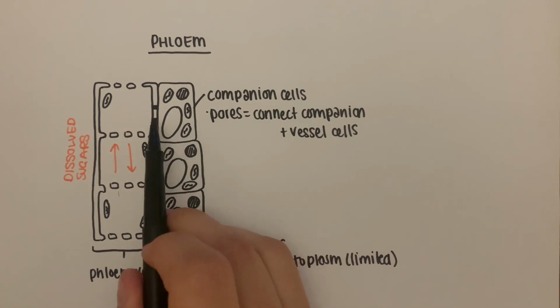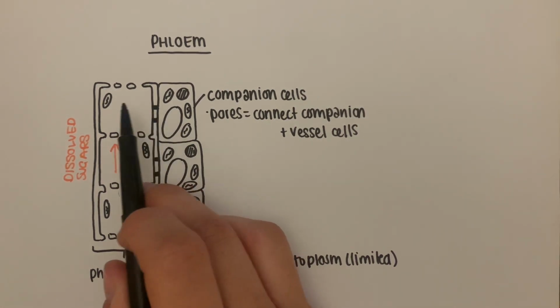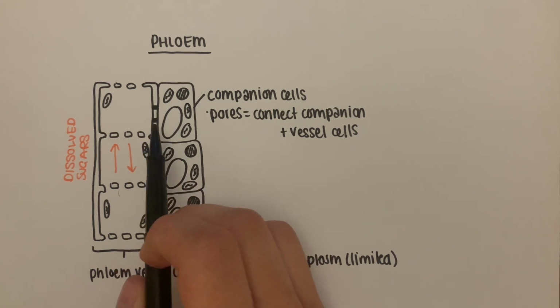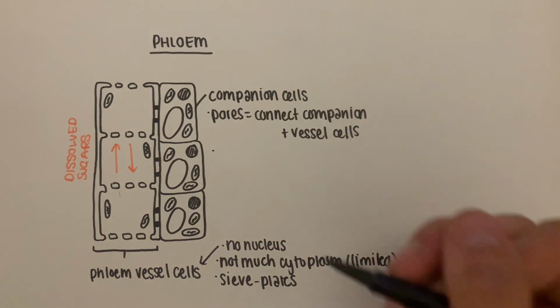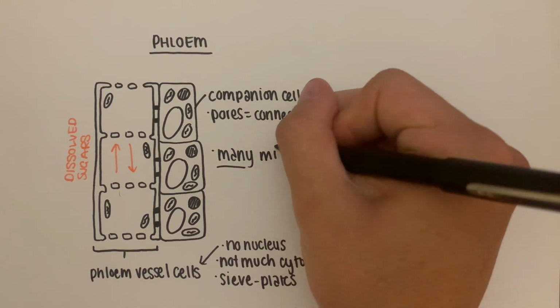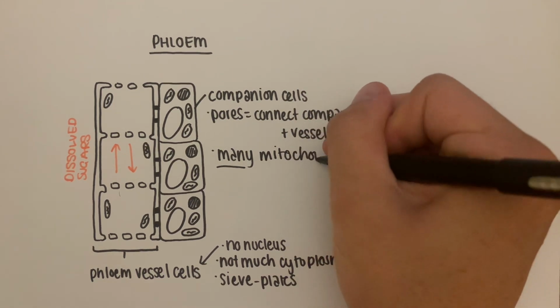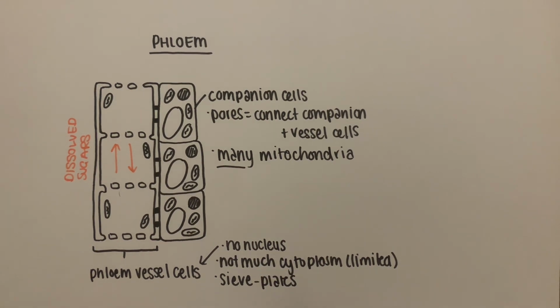So these here, these black strips here, these are actually pores. So basically they're a gap between these two, but I just drew them as black stripes here. So it's a gap. So with the companion cells, they also contain many, that's good to know, many mitochondria. And now, as you should know from cell structure, mitochondria provide the cell with energy. And the reason why it needs energy is to transport the dissolved sugars around the phloem.